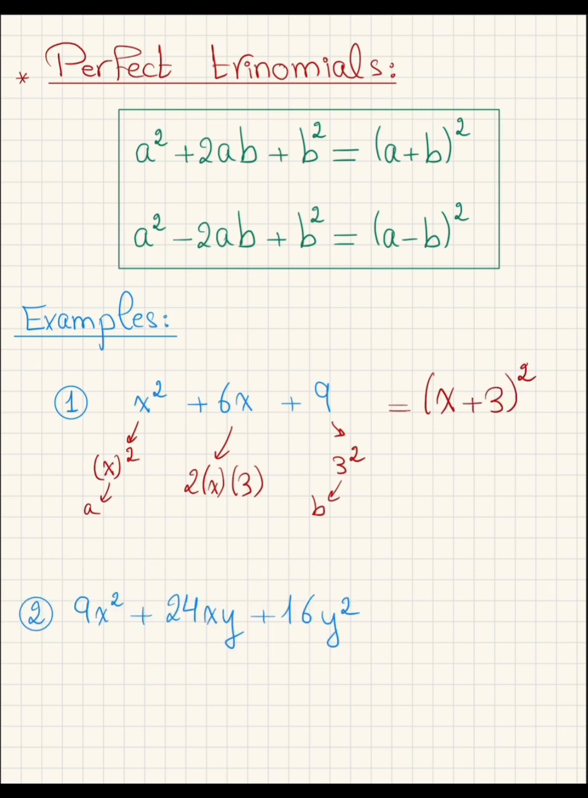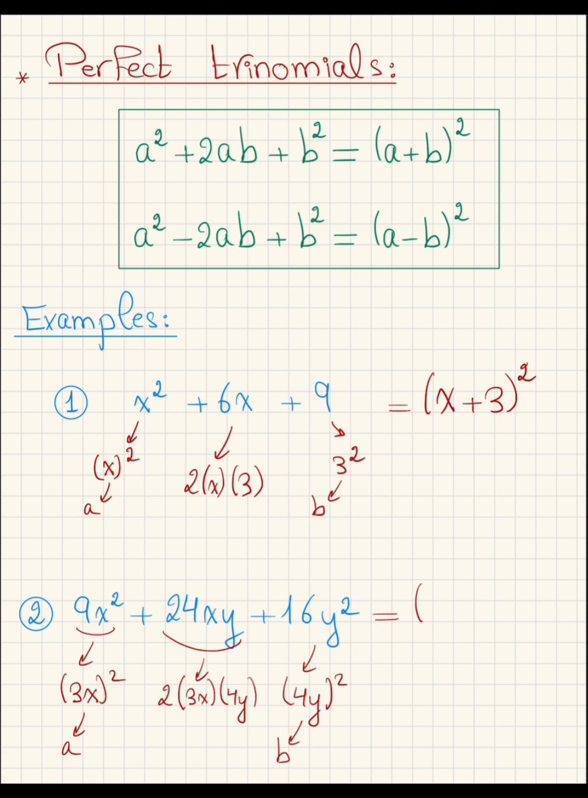Similarly, for the second question, the first term is a perfect square, as well as the last term. So our a is 3x and our b is 4y. And 24xy is 2 times a, which is 3x, times b, which is 4y. So again, it works and it becomes a, which is 3x, plus b, which is 4y, squared. And again, if this were a minus, then the answer will be minus in the middle.